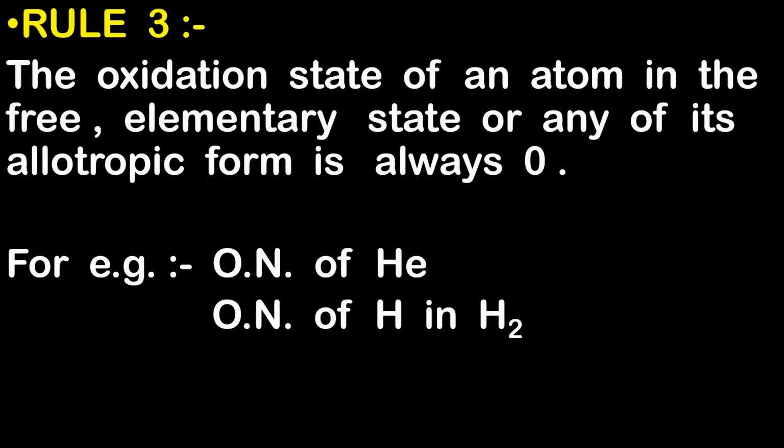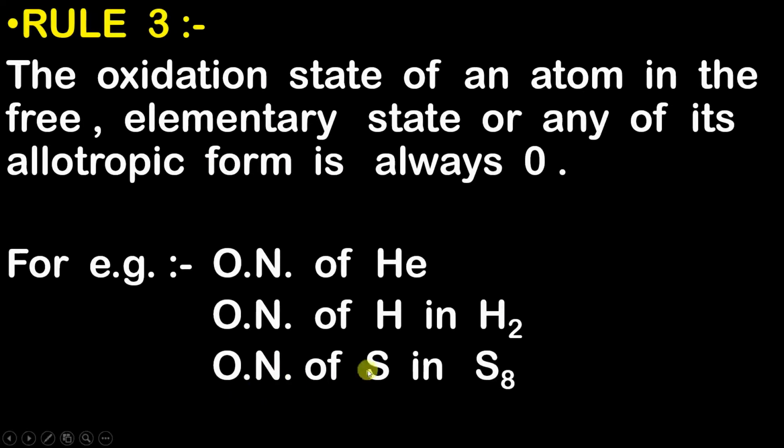Next, the oxidation number of sulfur in S8. S8 is an allotropic form of sulfur. Here also the oxidation number of sulfur will be 0. Now another example is carbon in diamond. Carbon has different allotropic forms. Carbon has graphite, diamond and various forms. So in that also the oxidation number of carbon will be 0.